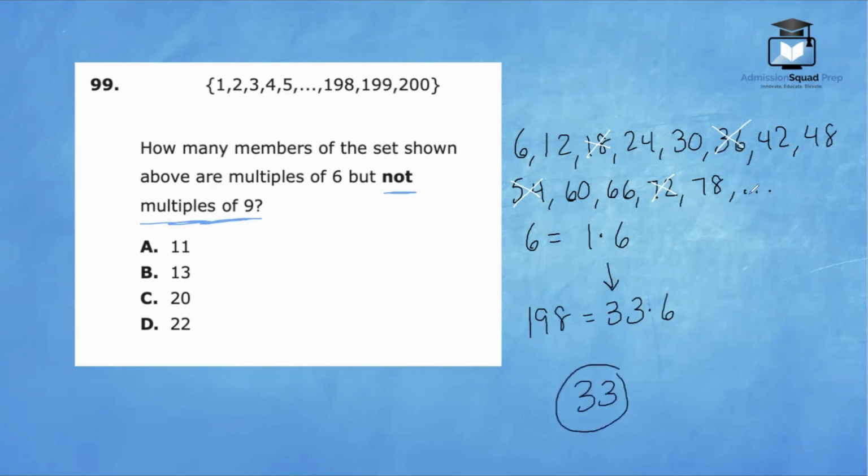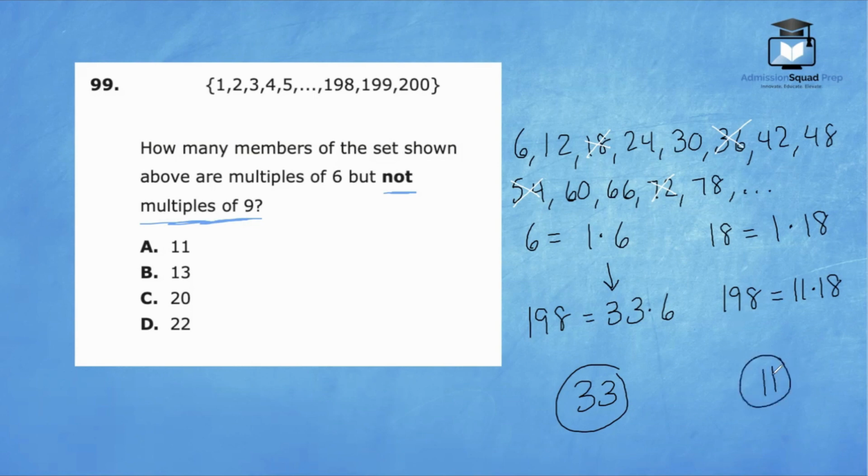Now let's calculate the number of multiples of 18 between 1 and 200. 18 equals 1 times 18, and let's work backwards. I know that 18 times 10 is 180, and 18 times 11 will be 198. So we have 11 times 18 is 198. So there are 11 multiples of 18 between 1 and 200.